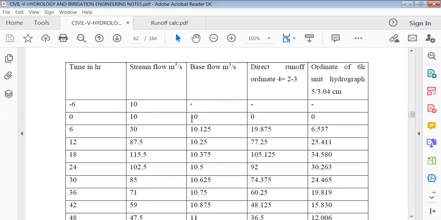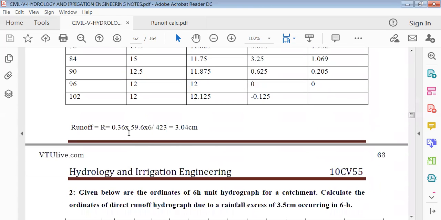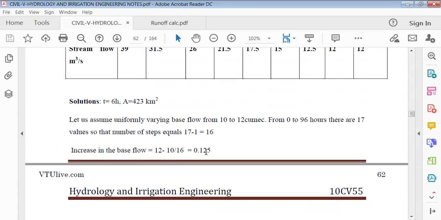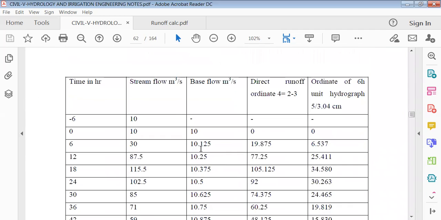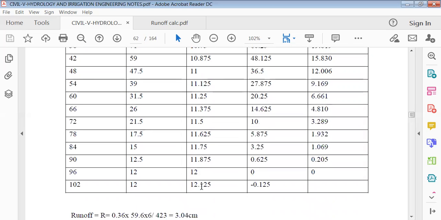So write this stream flow first. It is 10, the least value. For 0, the stream flow is 10, and the base flow is also 10. Then you have to go on adding the increase in the base flow, which we have already got, that is 0.125. So it's 10 plus 0.125. Then again plus 0.125, plus 0.125, and so on up to the last point. Up to the last point the stream flow is 12, and the base flow is 12.125.